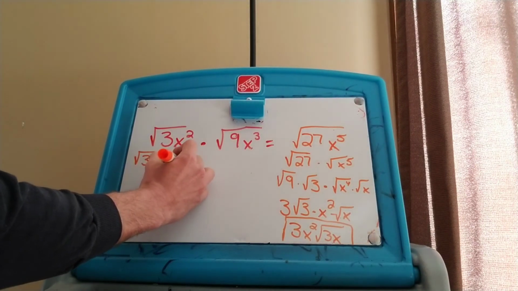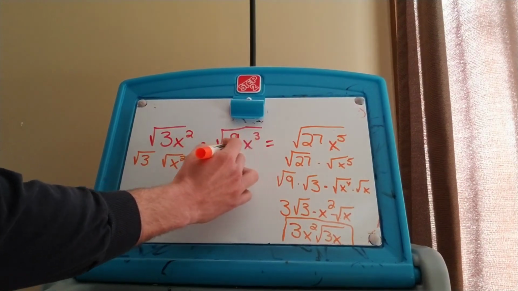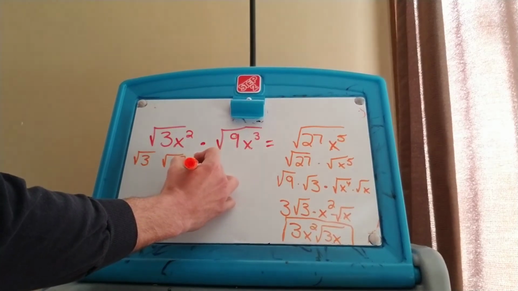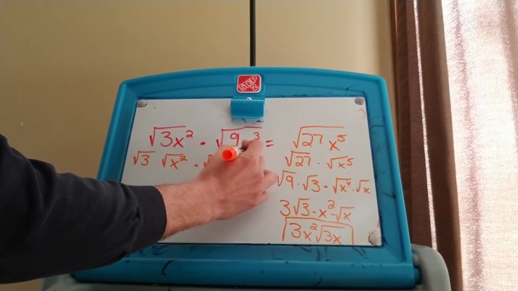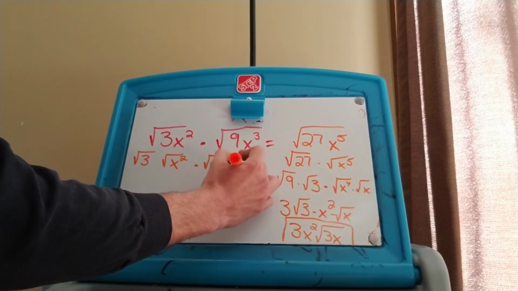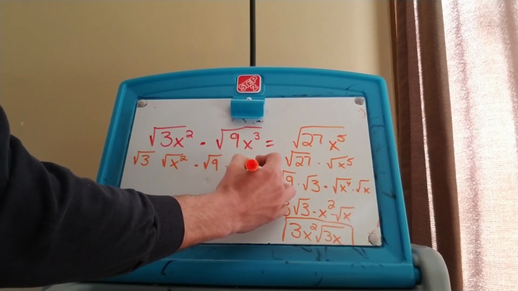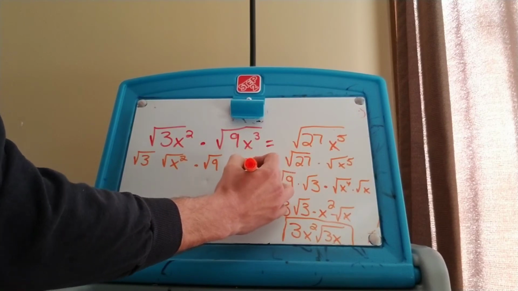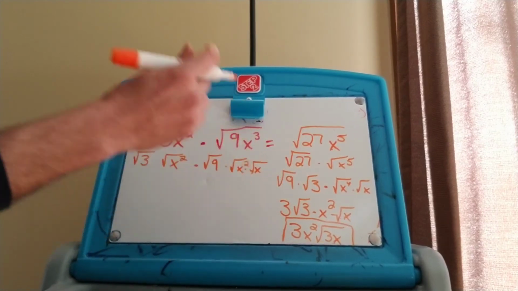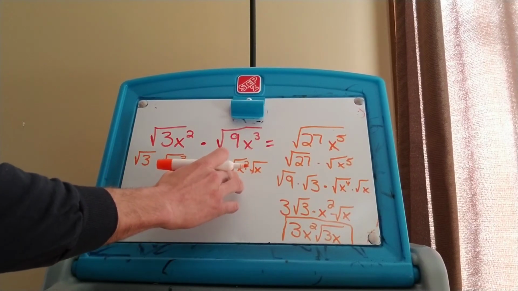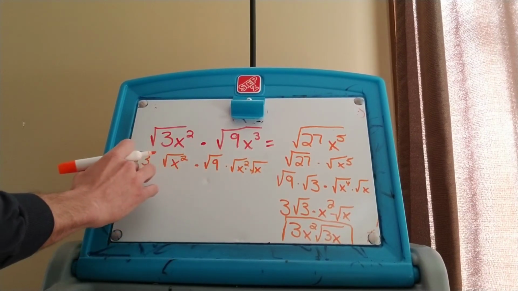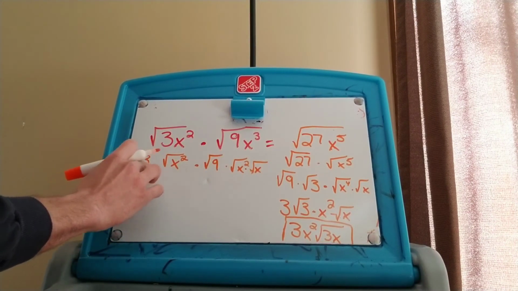Square root of 9 times x to the 3rd, I'm going to rewrite that as rad 9. And this x to the 3rd, I'm going to write it as x squared times x. So rad x and rad x squared. So I'm going to break it up like that. The reason I'm doing that is because x squared is a perfect square. So rad 3, there's nothing to do with. Rad 9, square root of 9 is 3.